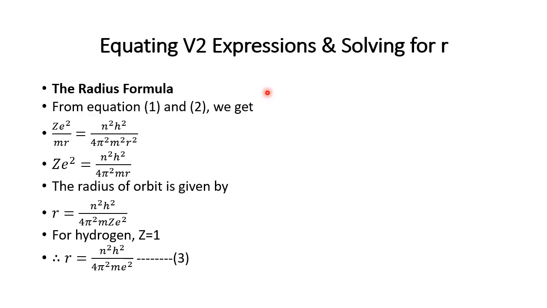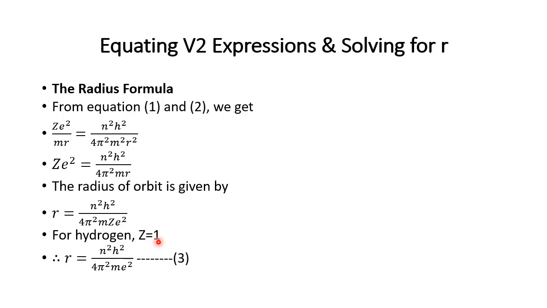Equating the v square expressions and solving for r. The radius formula from equations 1 and 2, we get Ze square divided by mr is equal to n square h square divided by 4 pi square m square r square. That is, you do the cross multiplication, then you get Ze square is equal to n square h square divided by 4 pi square mr. The radius of the orbit is given by r is equal to n square h square divided by 4 pi square m Ze square. This equation is obtained by cross multiplying the above equation.